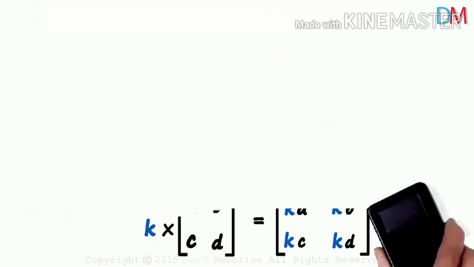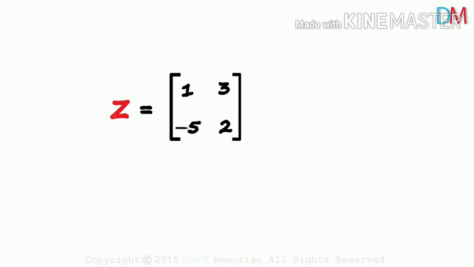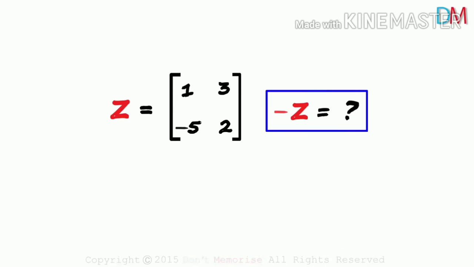Can we find the negative of a given matrix? Let's say we have a 2 by 2 matrix Z. How do we find -Z? Pause the video and think about how you can find the negative of matrix Z. It's easy if you were able to apply the concept we used.